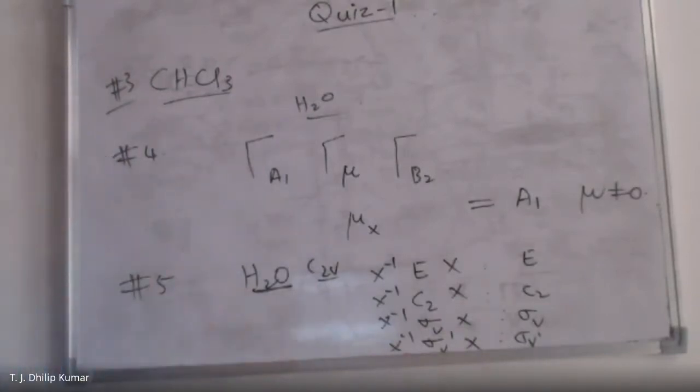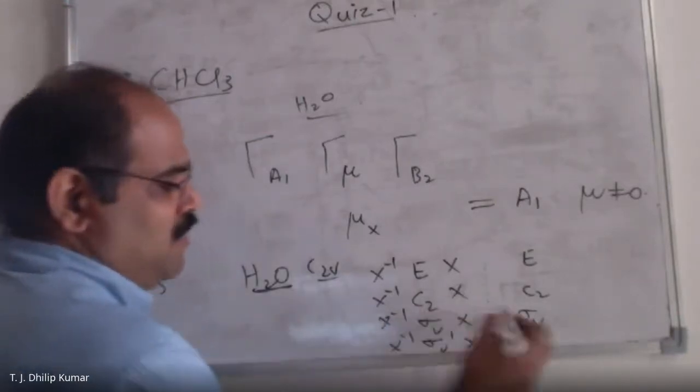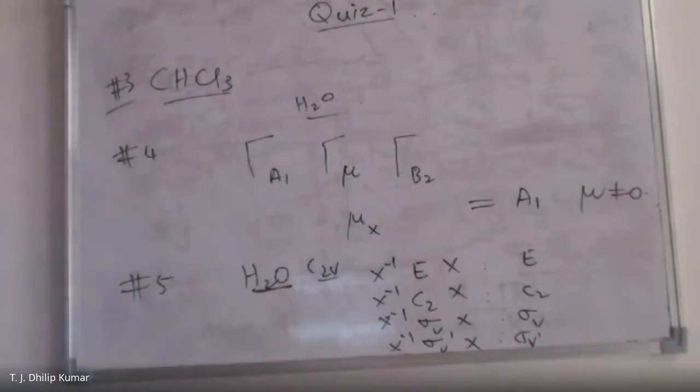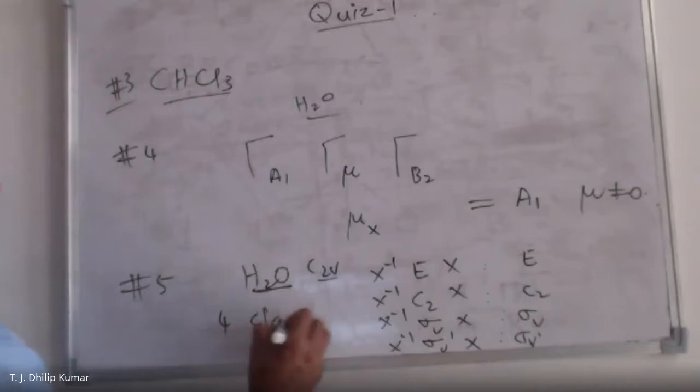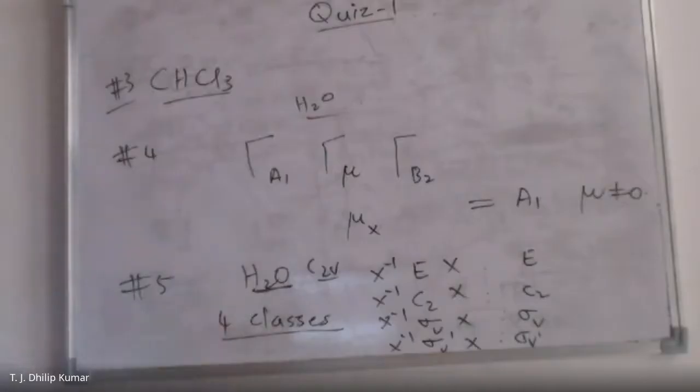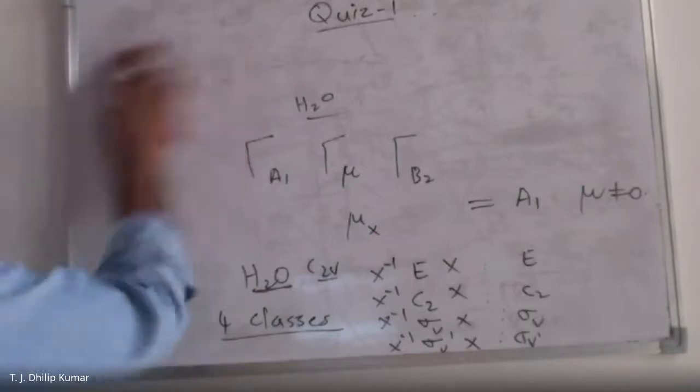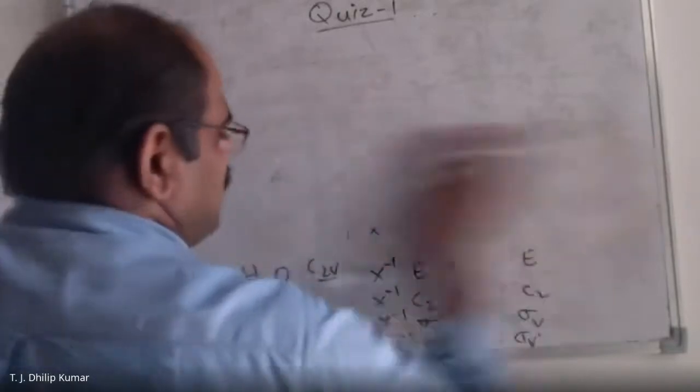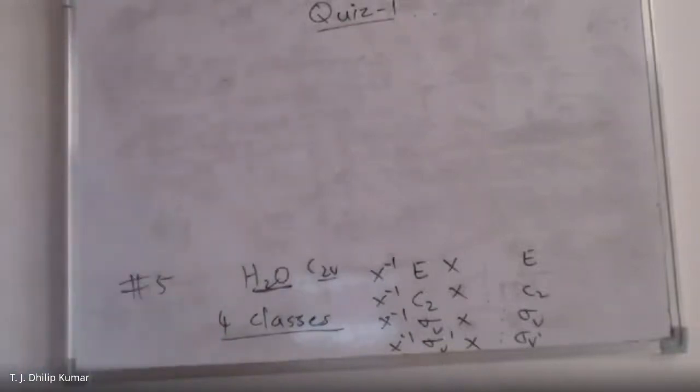Those who have written 3 classes, just notice these 2 are separate. Sigma v and sigma v prime are different. They are a class by themselves. You could have done it by just multiplying with other elements and then seeing it. So there will be 4 classes. Some people have done 3 classes, so that's why I'm saying you have to prove it, illustrate it. Those who just gave the answer got only partial marks. So at least you have to derive it.